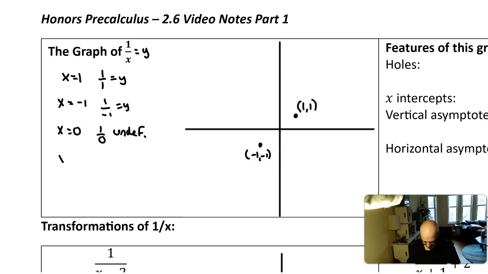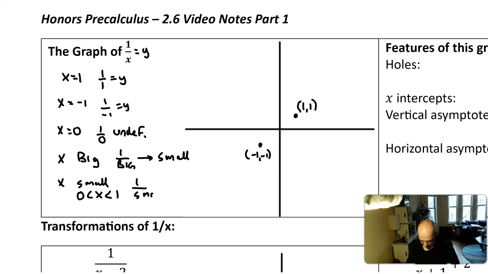Also, if we think about x being very big, then it's going to be 1 over something big. Well, 1 over something big is going to be very small. But if x is small, and when I say small, I mean between 0 and 1, then this is going to be 1 over small. Well, when you divide by something less than 1, you get something very big. And the closer to 0 you're dividing by, the larger the result is going to be. So there's just some ways to think about this.